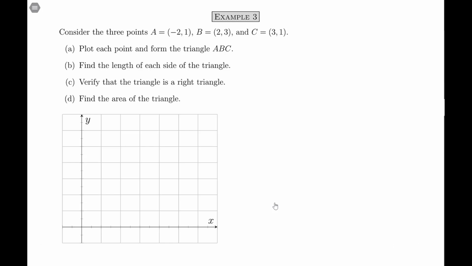Point A is at negative 2, 1. I'm going to use each one of these little tiny hash marks as one unit because I didn't give myself enough room to the left. So my first one is 2 units to the left and 1 unit up. There's point A at negative 2, 1. Point B is at 2, 3, so we go over 2 and then up 3. And then point C is at 3, 1, which places it right here.